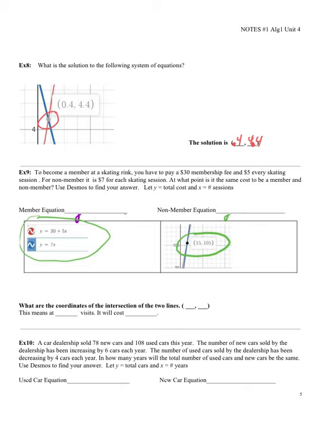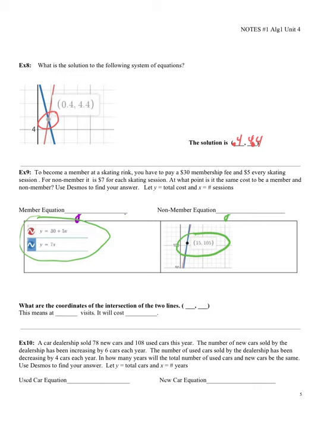Okay? Example 9. To become a member at a skating rink, you have to pay a $30 membership fee and $5 every time for a skating session. For non-members, it is $7 for each skating session. At what point is it the same cost to be a member and non-member? Use Desmos to find your answer.